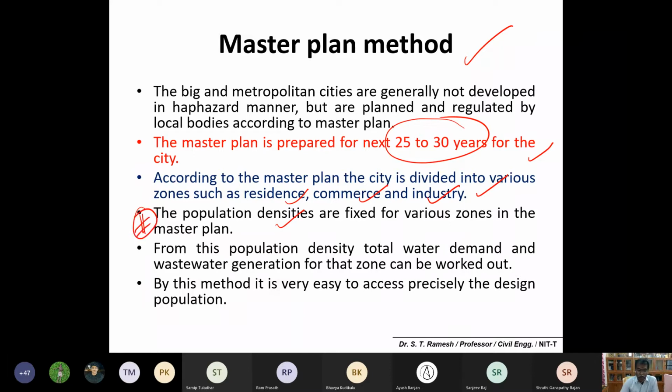It is important. What you do is you identify an area, and that particular city may have a master plan of 25 to 30 years, and that whole area is divided into residences, commercial areas, and also industry. The population density for a particular zone is also fixed in the master plan, and from this population density you can also project what could be the water demand and also the waste generation, that you can work out very easily. So this method is very easy to use for the design population.